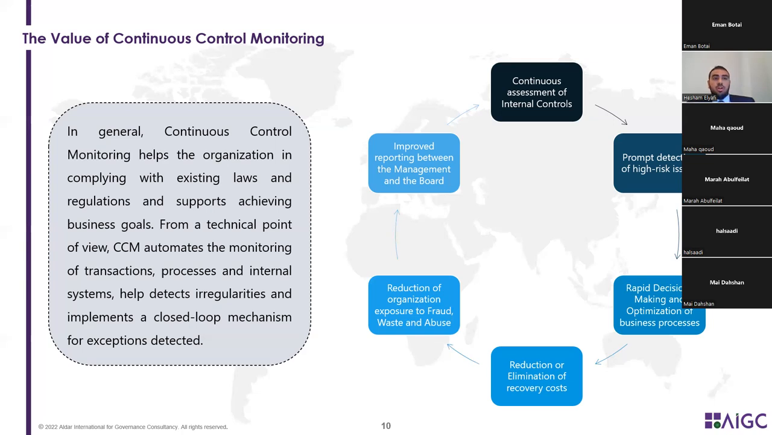And with all that, because there is an alignment between continuous control monitoring and management, we can witness and improve the reporting between the management and the board. So in theory, again, continuous monitoring will have a great role and a great addition to an organization. Then it's very important to understand how we can implement it properly and how we can use it properly, which brings us to our next topic, the implementation of continuous control monitoring.